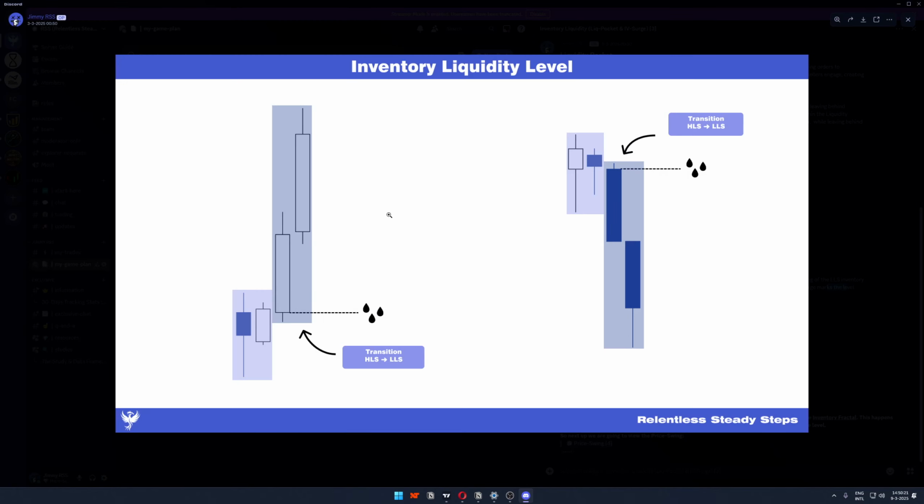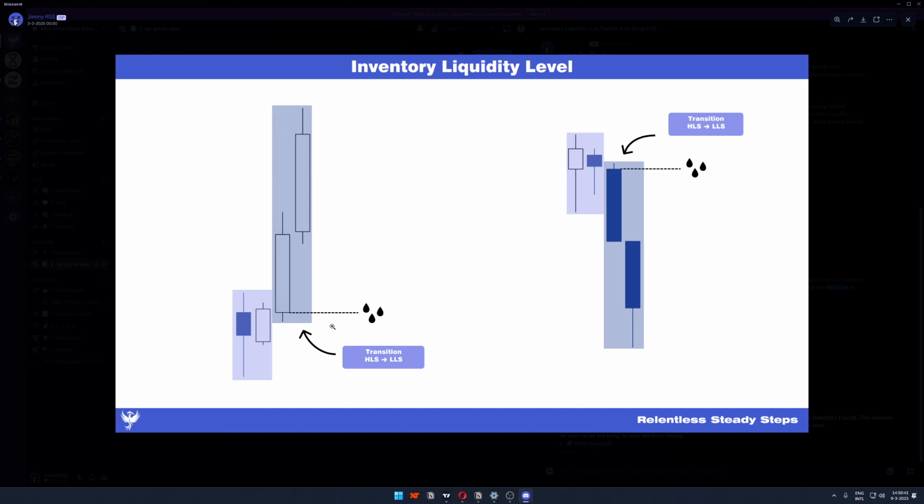So in these examples of a long and a short, we'll see that the opening of the first low liquidity state candle provides us the level at which liquidity is left as inventory as price switches from a high liquidity state to a low liquidity state. Essentially, this is the fractal in itself.